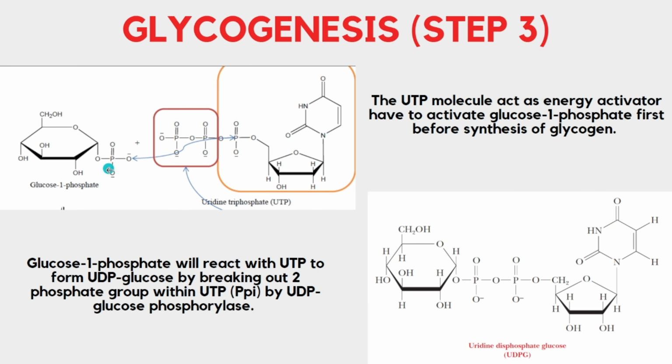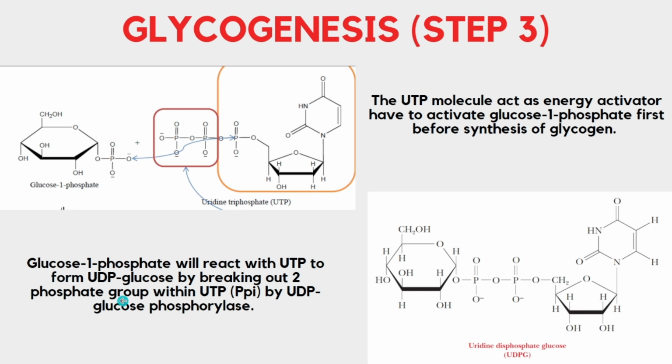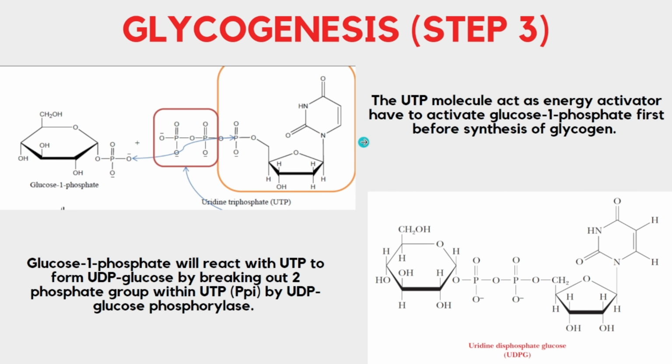And then this one phosphate group will react with the phosphate group attached to the uridine to form uridine diphosphate glucose, which is UDP glucose, like this. So it contains two phosphate groups. This part is glucose 1-phosphate. The right-hand part is from UTP. And the other two phosphate groups from the UTP are already released out. Okay, so this is step 3.